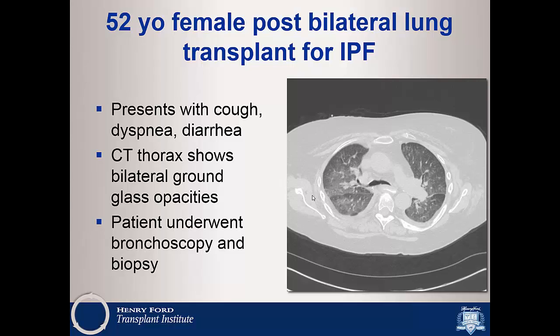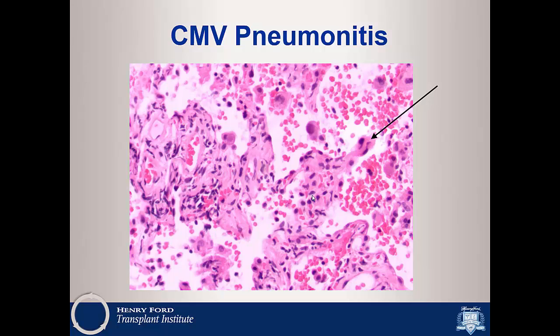And so how would we know that this is CMV? We would not. We have to go on to do a bronchoscopy and biopsy the patient to know. And this is her actual biopsy, and you can see the arrow pointing to these owl's eyes, the typical CMV cell that we see with biopsy and CMV.